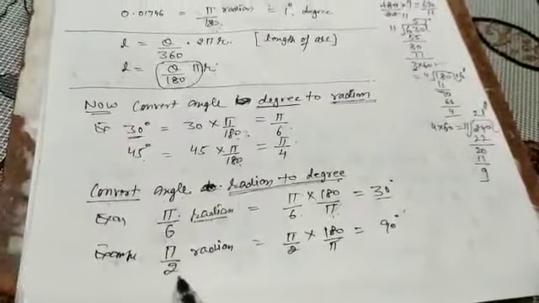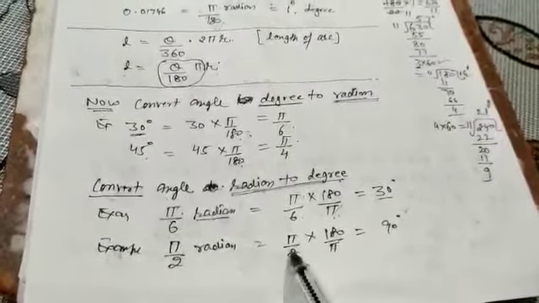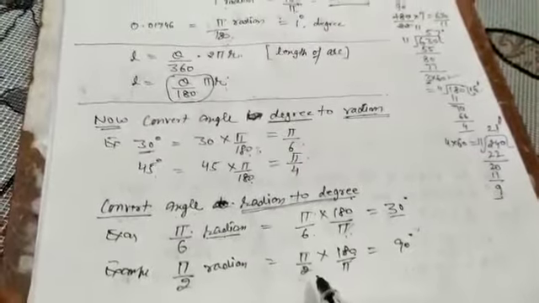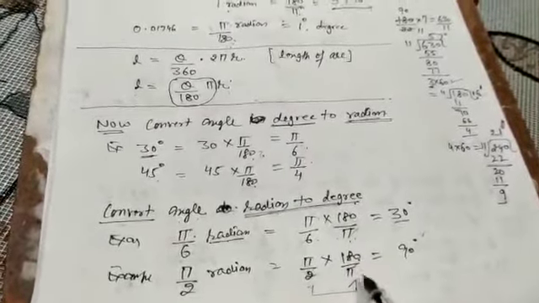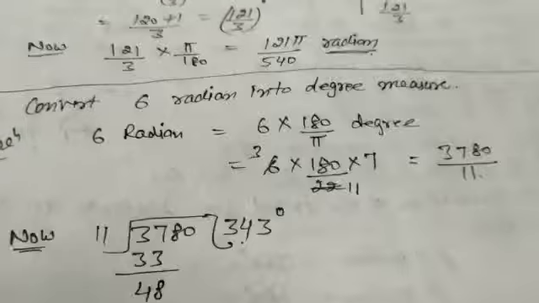See, pi by 2 radian becomes pi by 2 into 180 upon pi. Radian to degree, I repeat, radian to degree, 180 by pi. On simplification, you will get the angle of 90 degree.